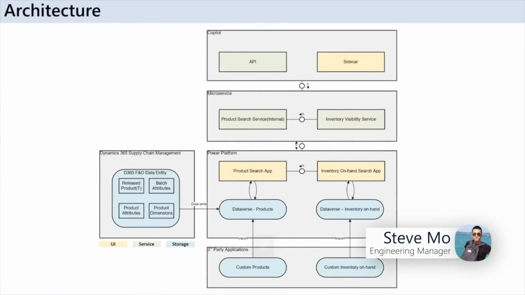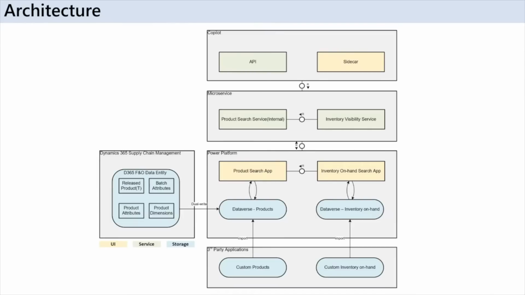Thanks, Roger. Hello everyone, this is Steve. From an architecture perspective, we have FNO in the picture, and we also have the platform. For FNO customers, they will have data in FNO. We will sync released product data, its product attributes and values, and batch attributes assigned to products, and product dimensions from FNO to Power Platform, which means Dataverse. We are leveraging Dual-write to sync the data in a timely manner. As you can see, we have Power Apps on top of the Dataverse.